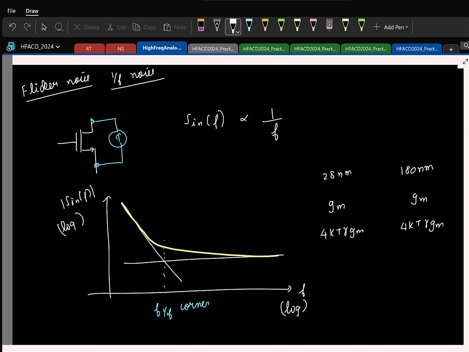Which of the noises has the highest value? Flicker noise? That again depends on the process. It's not trivial to say.